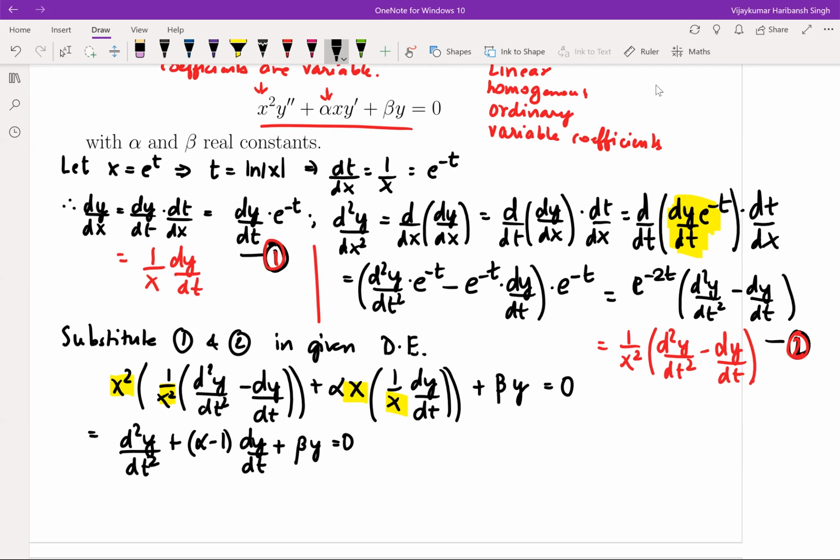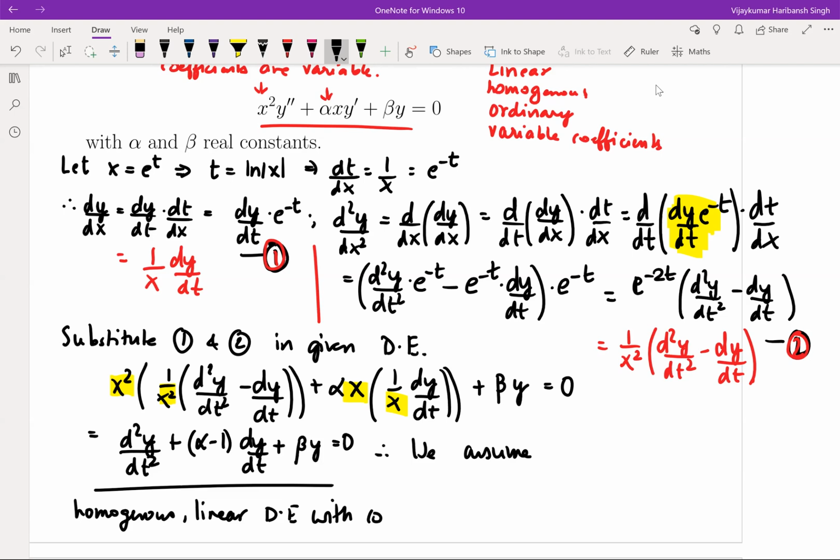Yeah. So therefore the solution is of what form? This is something we already know, right? This is a homogeneous, linear differential equation with constant coefficients. And for such kind of differential equation, we always postulate that the solution is of the form y equals e to the power r t. But note that your t is ln x. So we have y as e to the power r ln x, and that is going to be e to the power ln of x to the r, which is x to the r. So the solution will be of the form x to the r.